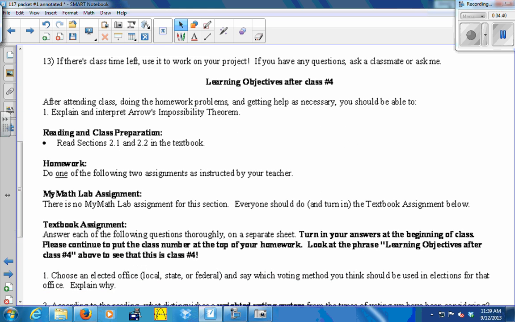So we have a good amount of time left in class today, and I have reserved it for you to work on your projects. So hopefully you have collected all your data, and if you haven't, this could be a good time for you to just walk around the room and get people's opinions on your question. And if you have any questions, ask a classmate or me, and I will help you work through the project.